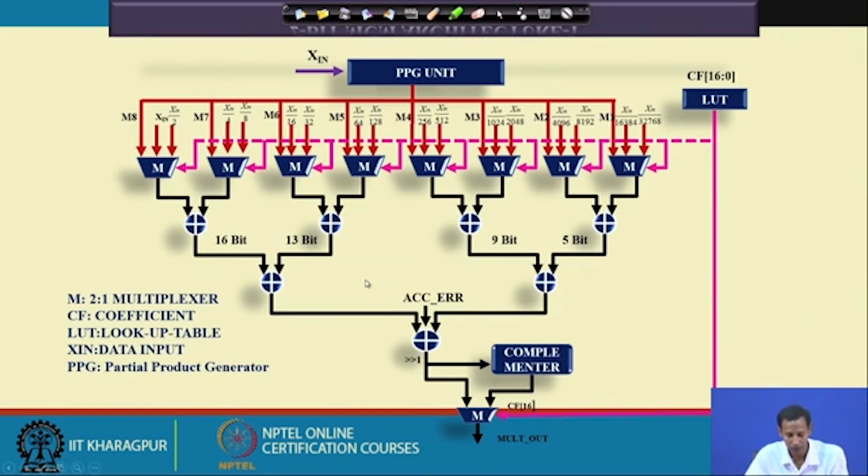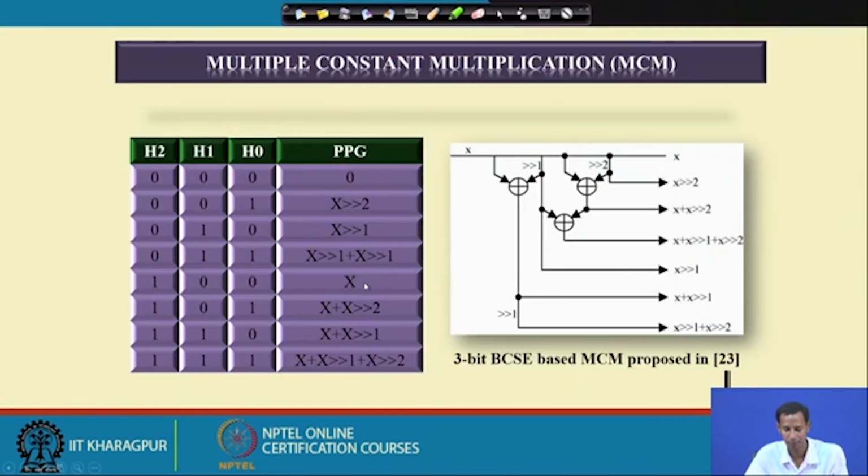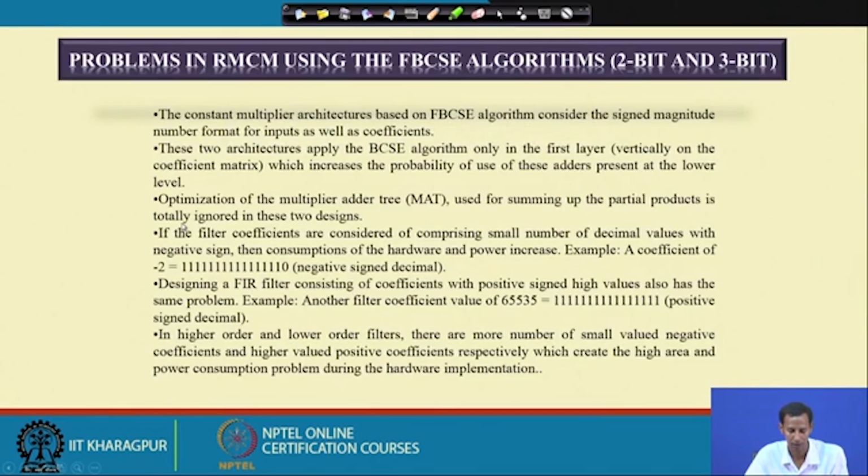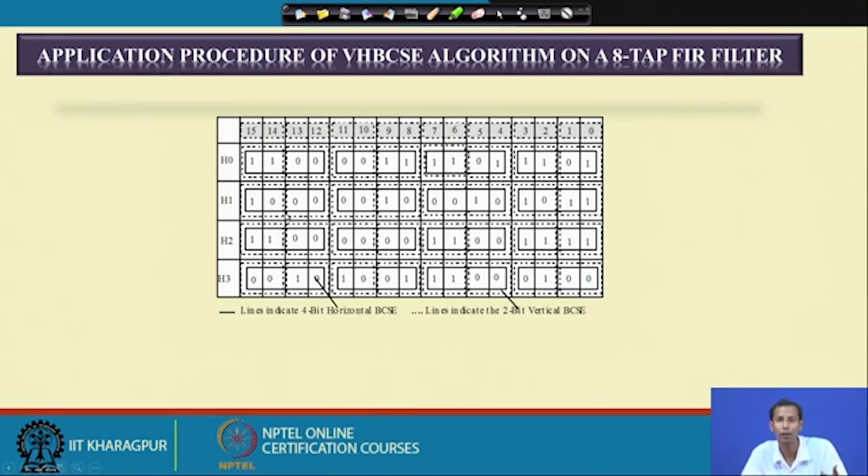Okay. Then this is for 3 bit, one single constant multiplication. As I said, this basically suffers from a limitation: if I consider another level of optimization, at that time I can reduce the number more.